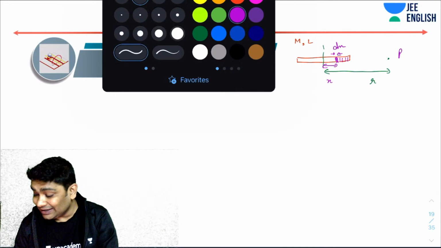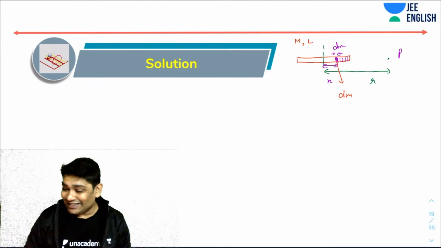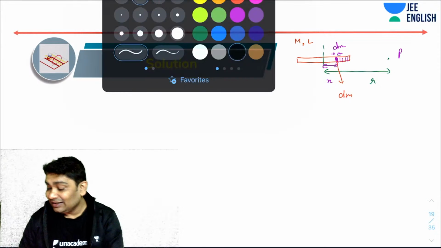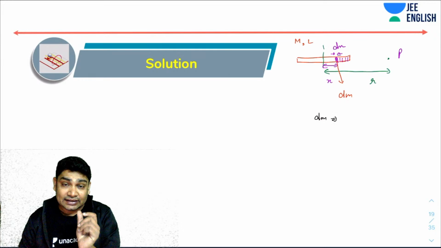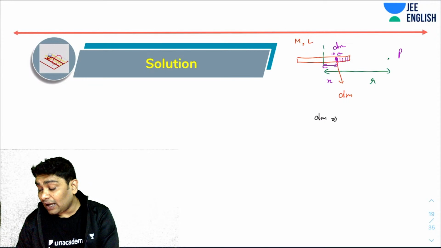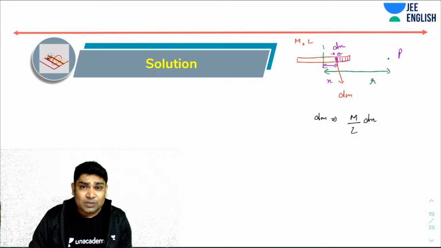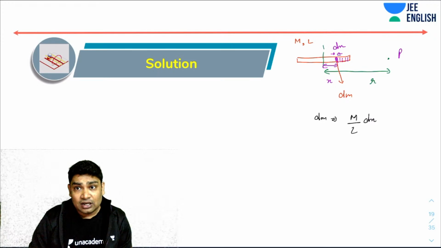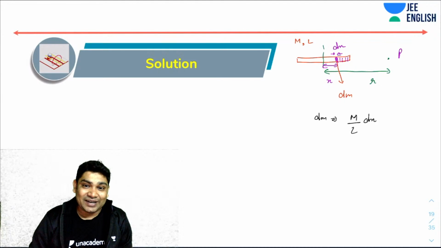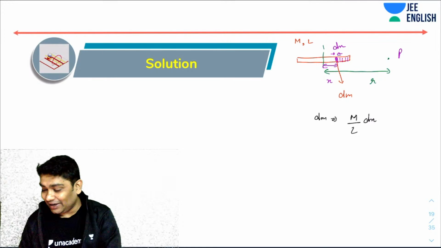First of all, how much will this dm be? Can I say that dm is the mass spread in the length dx? I can apply the unitary method. M mass is spread in a length of L, so in 1 meter length, the mass spread is M by L. So in dx amount of length, the mass spread would be M over L into dx. Simple unitary method.